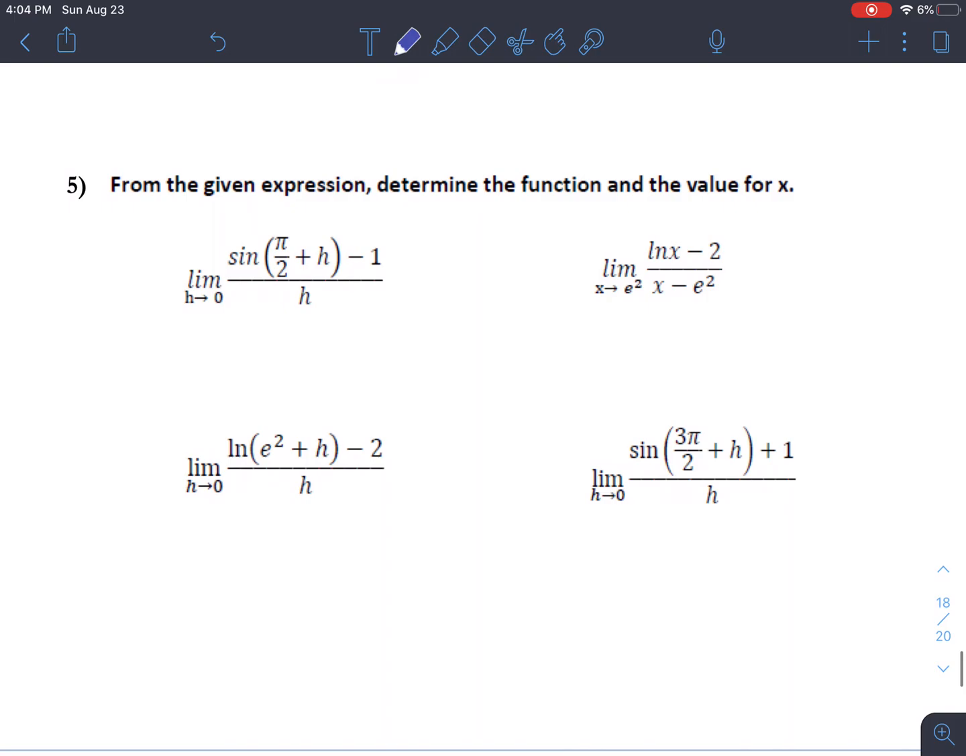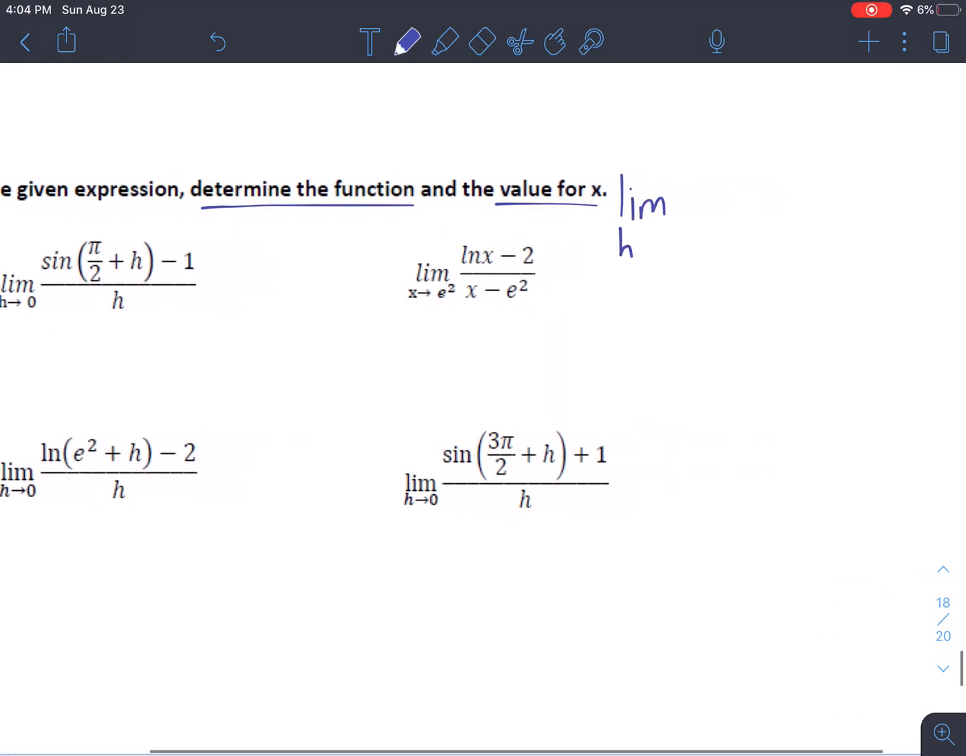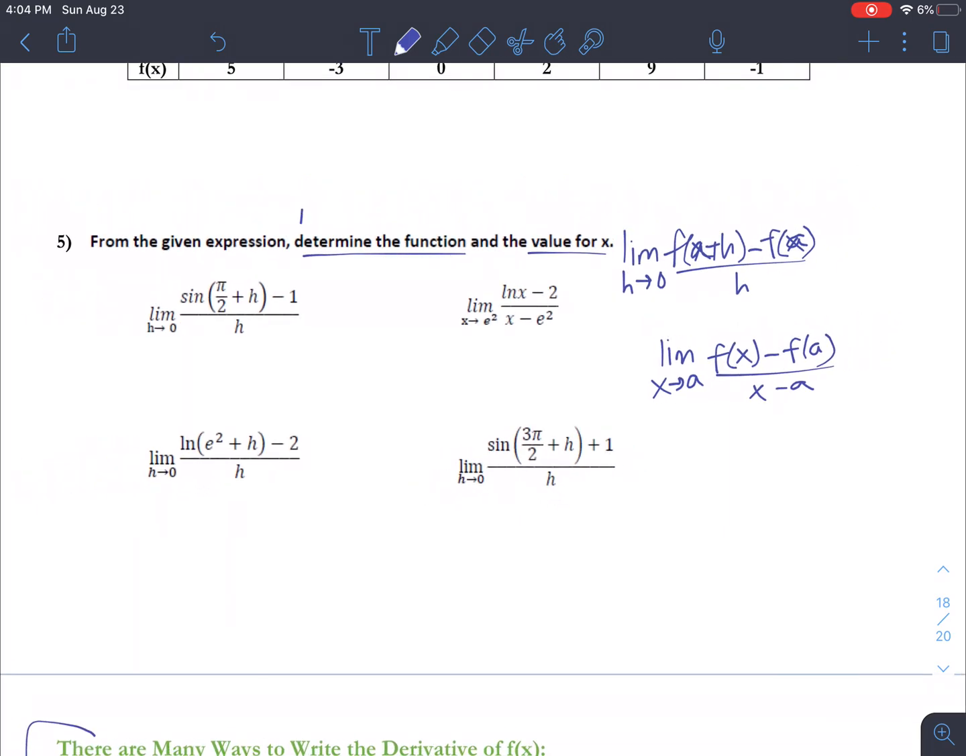Number 5, okay, last thing we'll talk about here, determine what the function is and what the value of x is. Here's what I'm trying to get you guys to think of. You have 2 definitions, right? The limit as h approaches 0 of f of x plus h minus f of x over h. And this could also be a plus h and a, so it just depends if you're plugging in a value. And you also have, as x approaches a, f of x minus f of a over x minus a. So here's what I need from you guys. What's f of x and what is a?